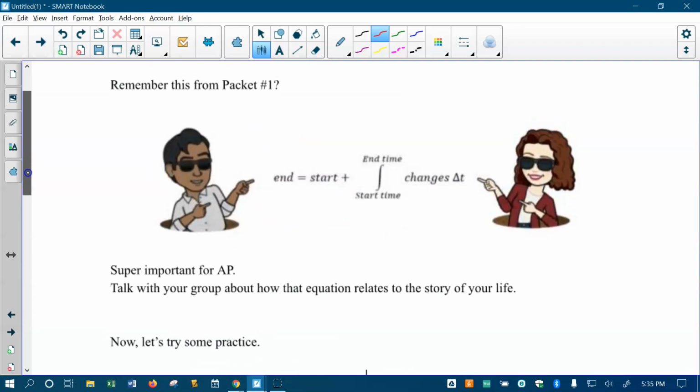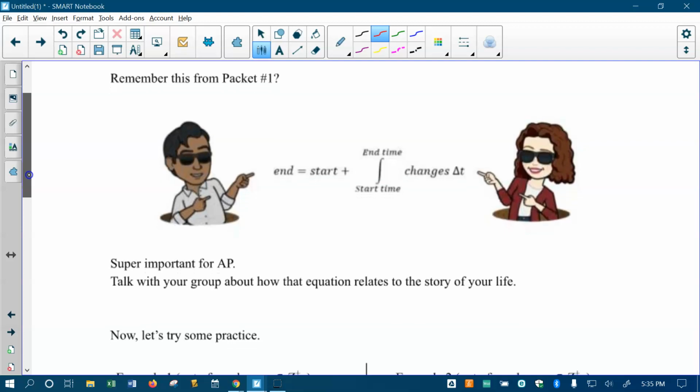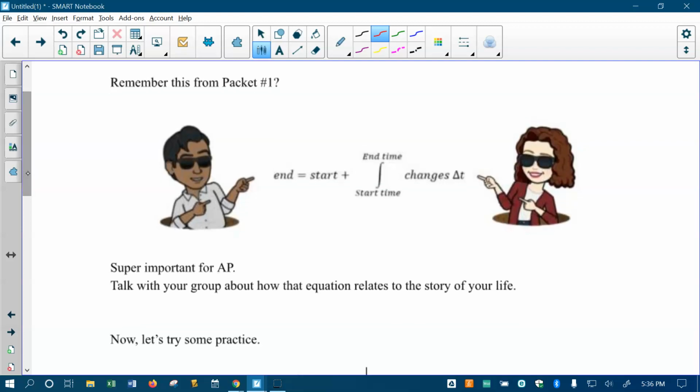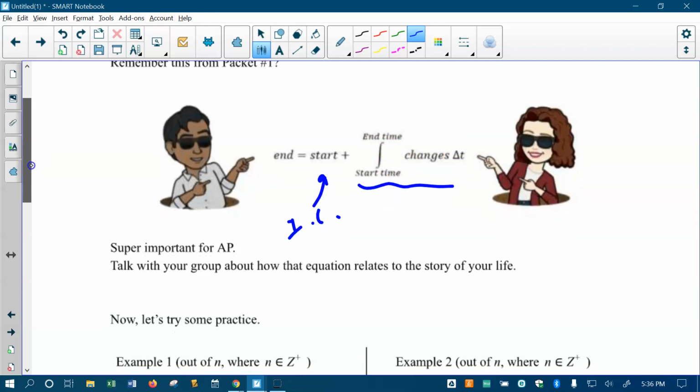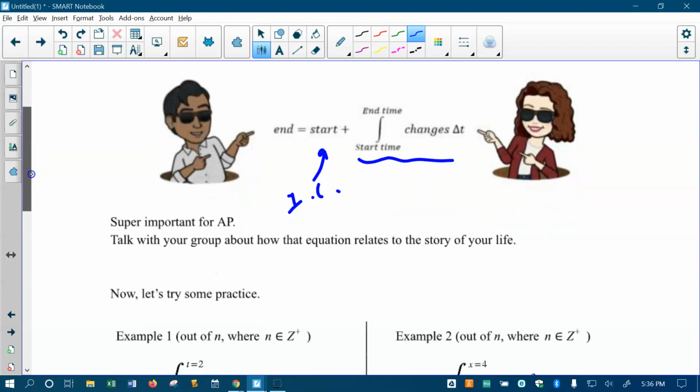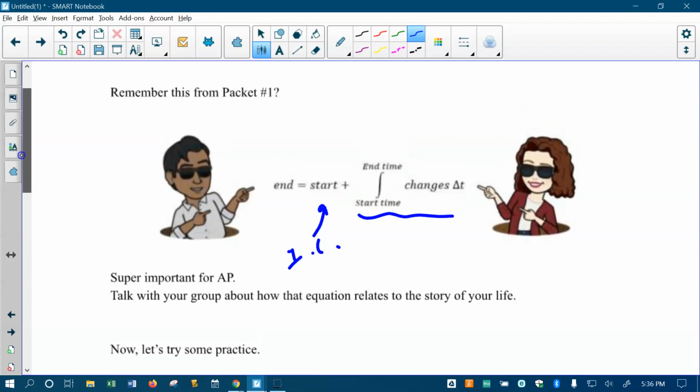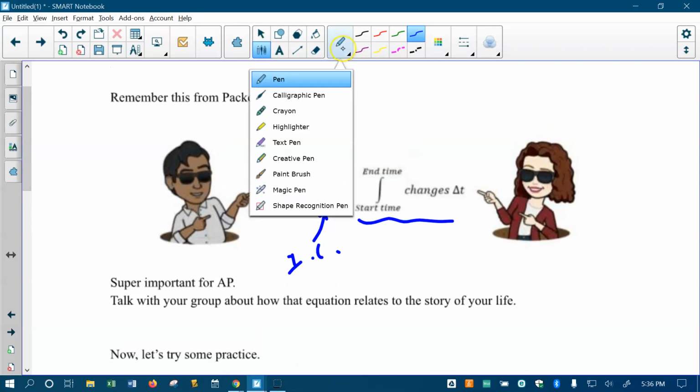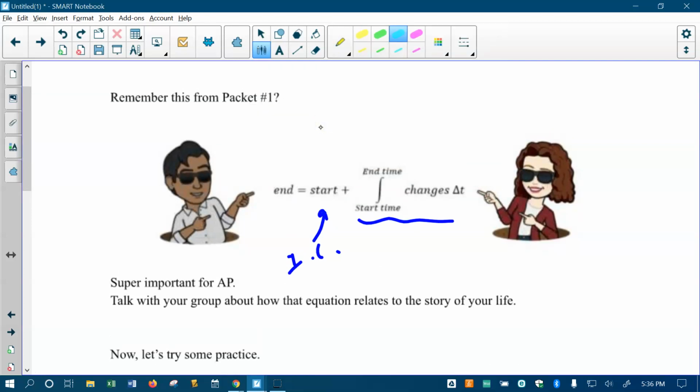Remember this little Bitmoji scene from packet number 1? It's on the front page if you didn't see it before. It says that the end of something is equal to the start of something, like an initial condition, plus an integral where you have a start time and an end time and you are accumulating something. Again, it's a super important idea for AP, and you should probably talk with your group about how that equation relates to the story of your life, and you can recap those stories to Ms. Schwartz when she returns in January.